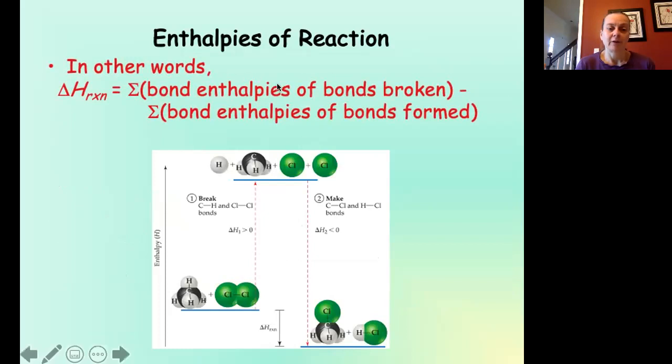Remember, this is the amount of energy we have to put in. This is the amount of energy that we get out. So by having the negative sign here, the minus here, that means that we're going to have amount we put in minus amount we get out. So if this number is negative, that makes sense. That's our delta H of reaction is going to be negative. So we are going to get out more energy than we put in, and that would be an exothermic reaction. Conversely, if we put in more than we got out, it would be an endothermic reaction.